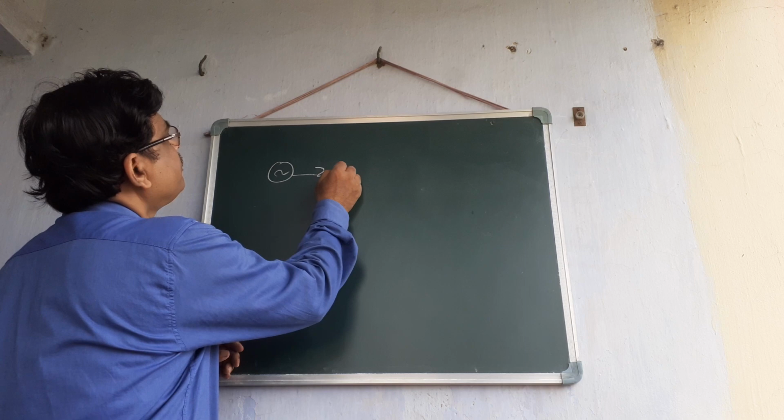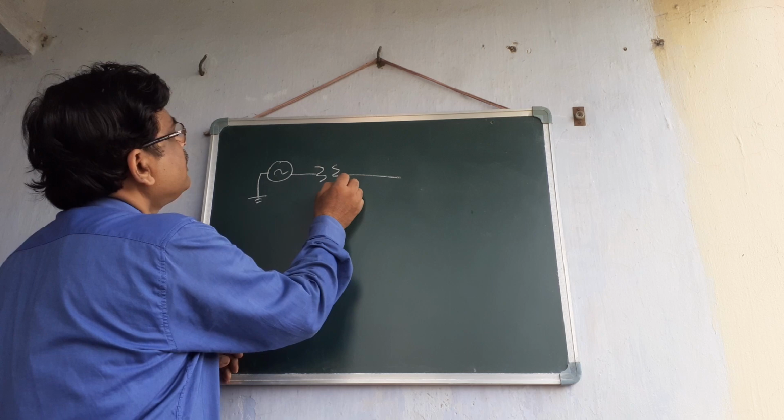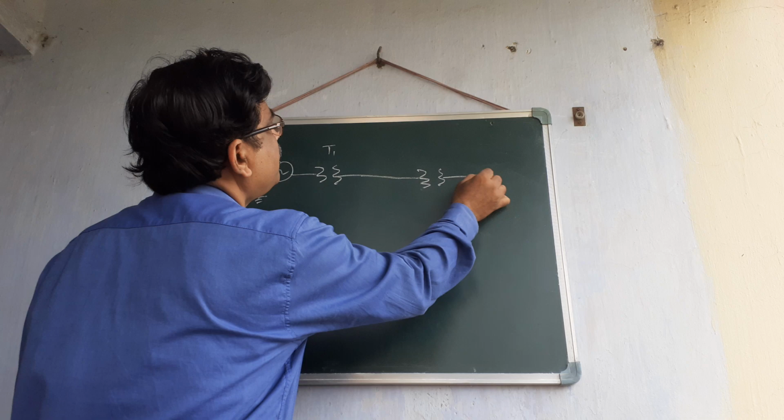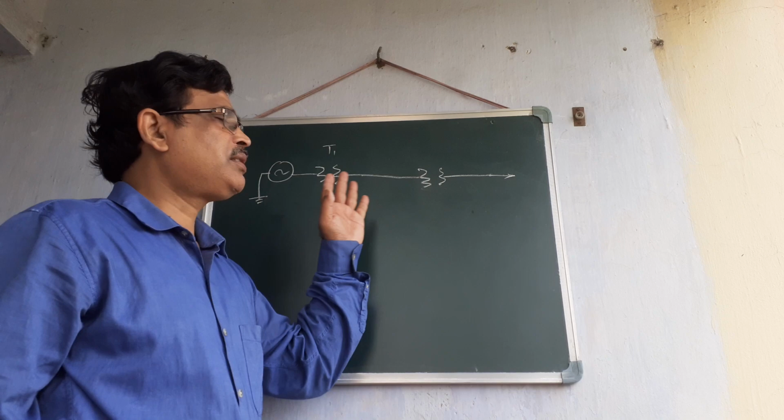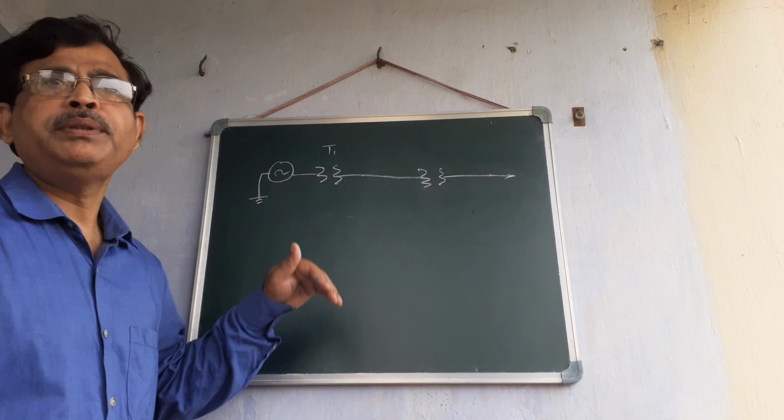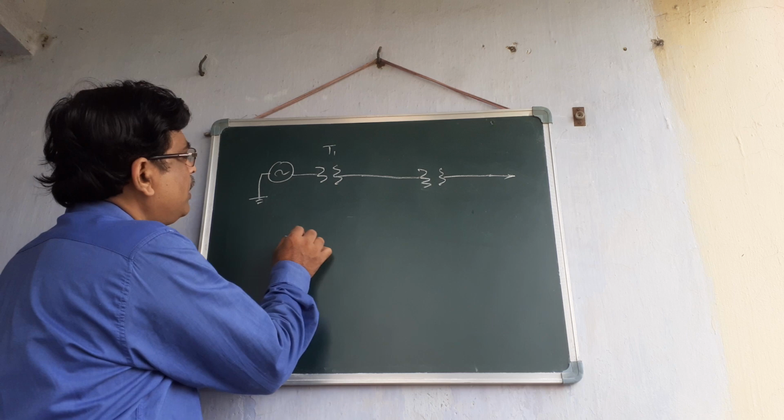Suppose this is generator, then step up transformer, then transmission line, step down transformer, and then it may be to load or transmission line, like that. This was the first step, and from that we have to draw the impedance diagram, and then from the impedance diagram, if we neglect the resistance, we can draw the equivalent reactance diagram.